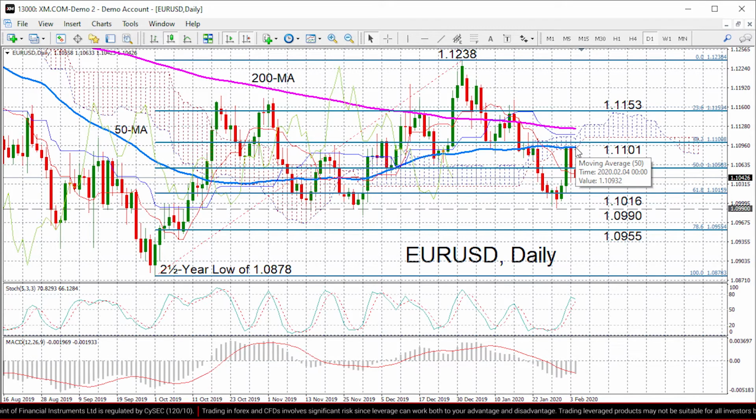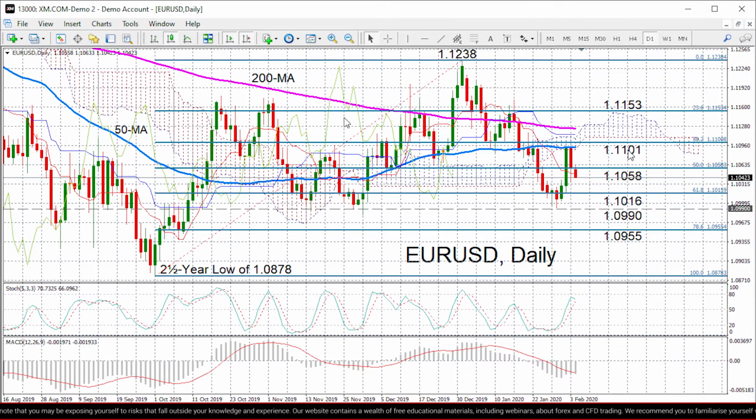So that's at 1.1093. Slightly above is the 38.2% Fibonacci at 1.11, and above that is the 200-day moving average at 1.1124. So quite a few hurdles there before prices recover towards the top of the Ichimoku cloud at 1.1153. That's also the 23.6% Fibonacci.